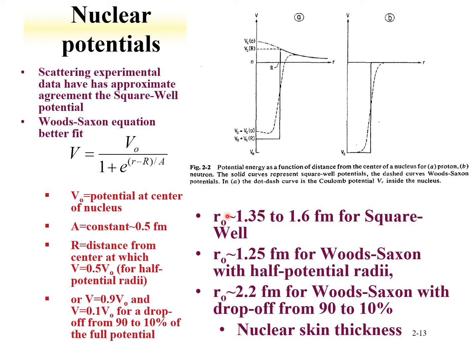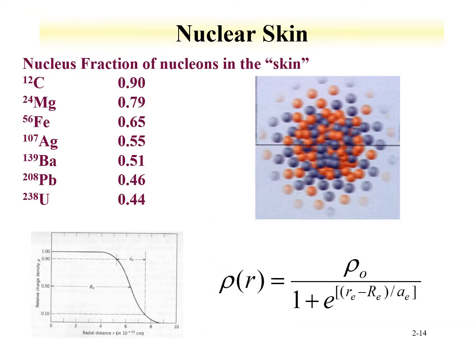You get an R naught of 1.35 to 1.6 femtometers for a square well. This term changes a little bit for the Woods-Saxon potential if you're looking at the half potential, so where it drops from the center to the half, or where it goes from 90 to 10% of the full potential. This R naught goes to 2.2 femtometers. And this 90 to 10% drop can be defined as the nuclear skin thickness.